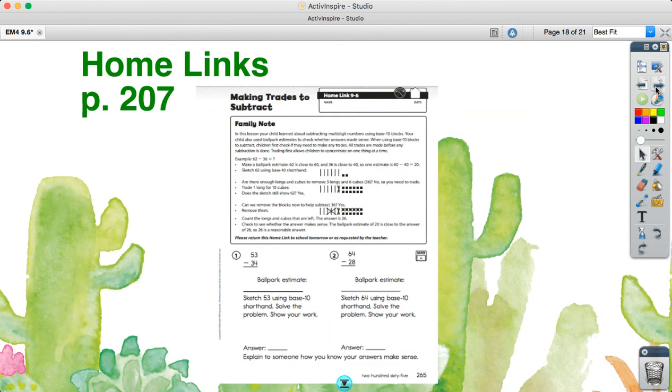Today's home links page is on page 207. Number 1, 53 minus 34. Write your ballpark estimate. Sketch 53 using base 10 shorthand. Solve the problem and show your work. Number 2, 64 minus 28. Write your ballpark estimate. Sketch 64 using base 10 shorthand and solve the problem. Show your work. Explain to someone how you know your answers make sense.